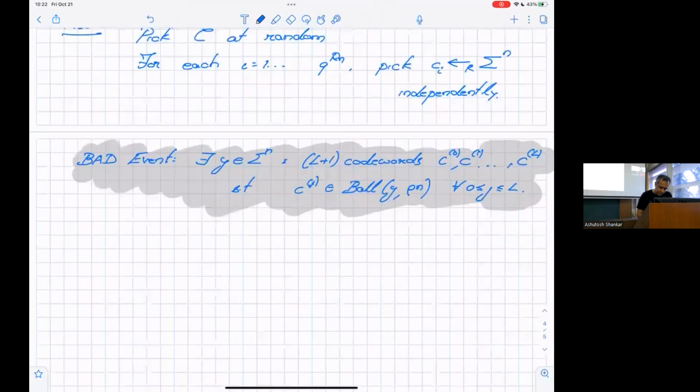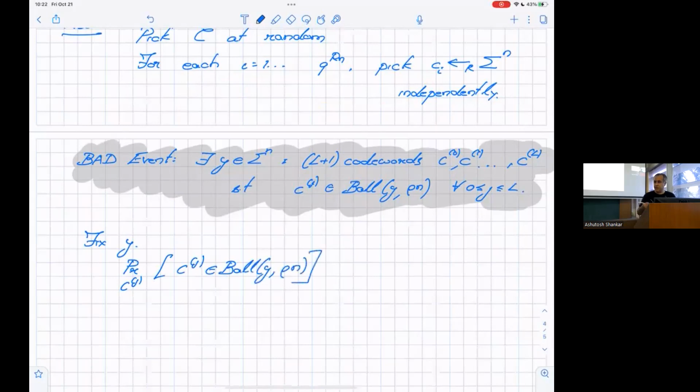So for now, let's fix a y, and let's ask for a particular Cj, what's the probability that Cj is in the ball of radius rho around y? This is exactly the same calculation which we did before. This is the volume of the ball divided by q to the n, and this we know is less than or equal to q to the power minus n times (1 minus H_q(rho)).